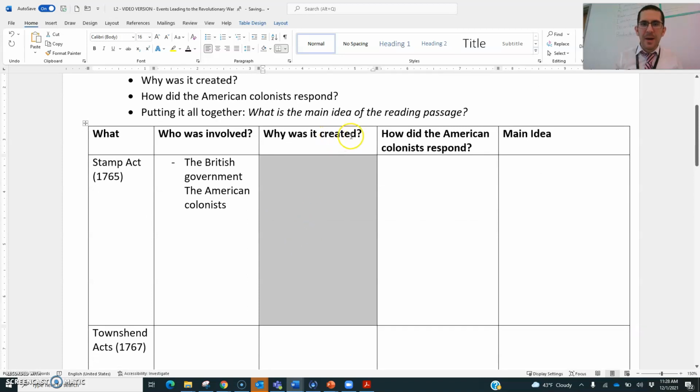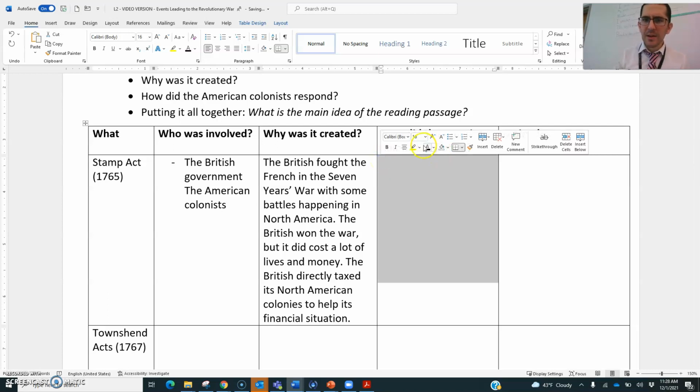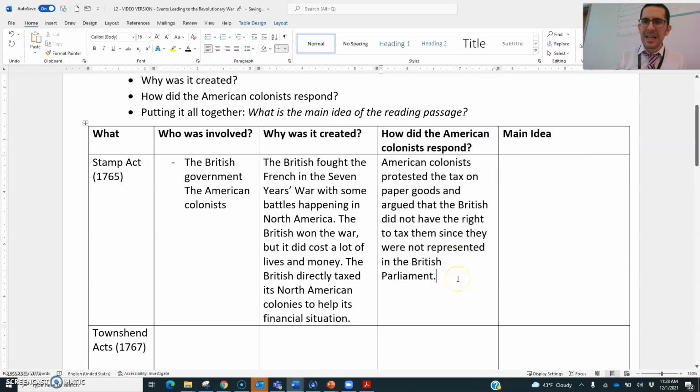Why was the Stamp Act created? Well, it was created because the British fought the French in the 7 Years' War, with some battles even happening in North America. The British won the war, but it did cost a lot of lives and money. The British directly taxed its North American colonies to help its financial situation. So how did the American colonists respond? Well, the American colonists protested the tax on paper goods and argued that the British did not have the right to tax them since they were not represented in Parliament.